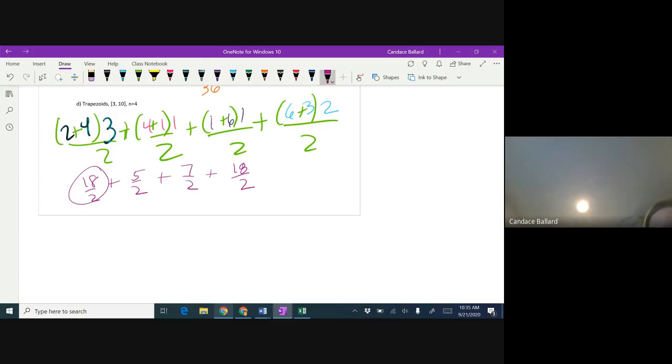So 18 halves plus 18 halves, wouldn't that be 18? 5 halves plus 7 halves is 12 halves, which is better known as 6. So let's see, 24. Did I do it right? Double check my work.